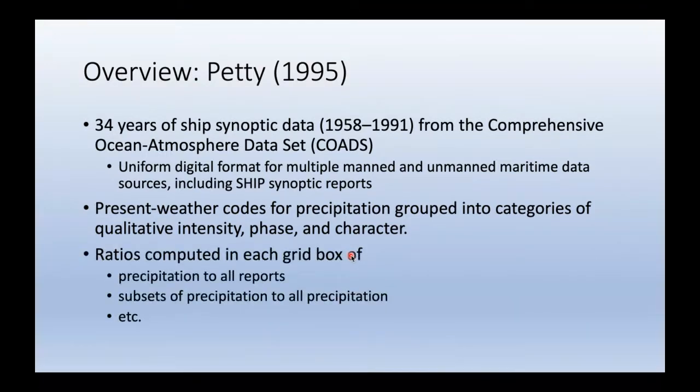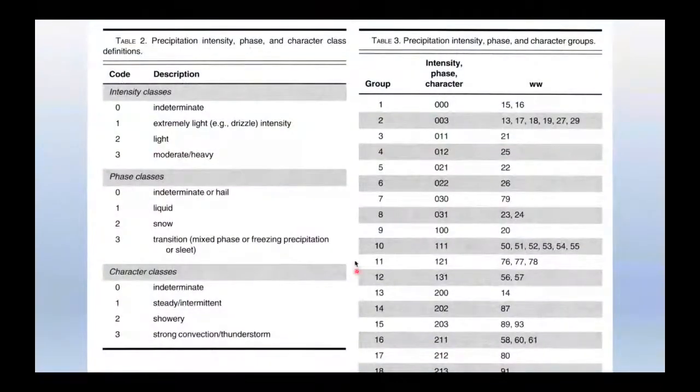And then from those categories of reports, I could calculate ratios, including the ratio of any kind of precipitation of a given intensity to all reports. Or I could look at subsets of the precipitation relative to all precipitation, so I could see what fraction, for example, is frozen or convective or what have you. So here's what that looks like.